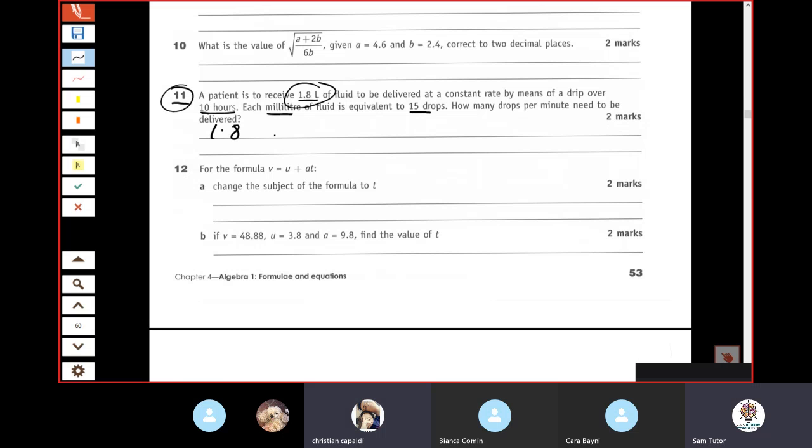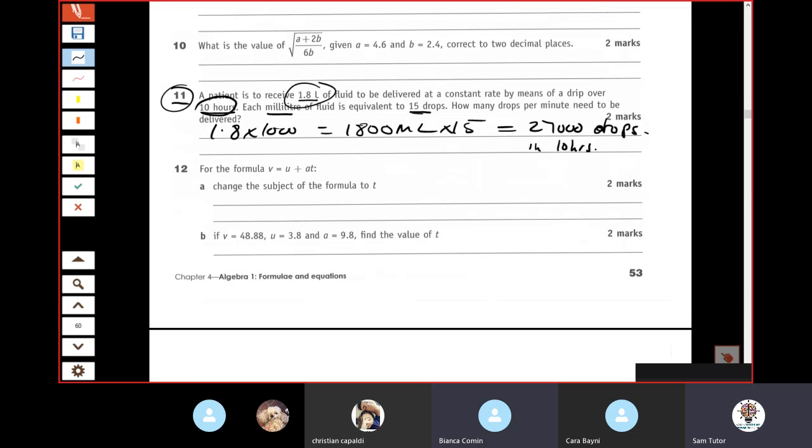At least get one mark, right? If it's 2 marks, try to get 1 mark. Times by 1,000, that becomes 1,800 mils. And each mil is equivalent to 15 drops. Would you times by 15? Correct. So if each mil is 15 drops and you've got 1,800 mils, you're going to multiply by 15. So 27,000. You've got 27,000 drops that need to go into this body, and it needs to happen in 10 hours.